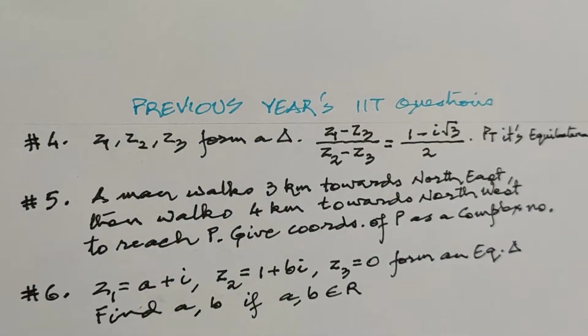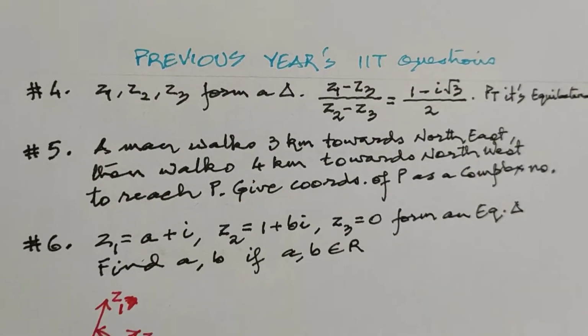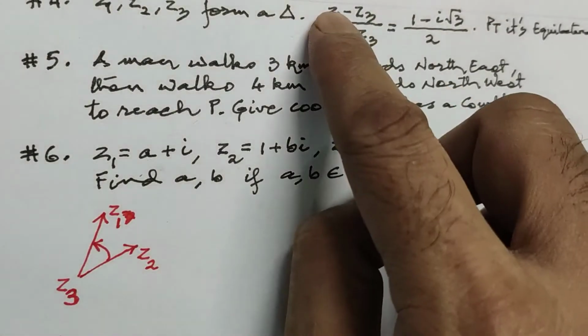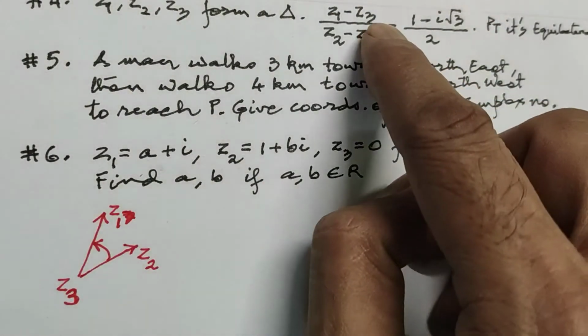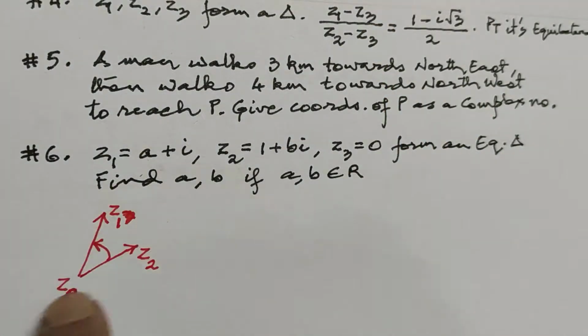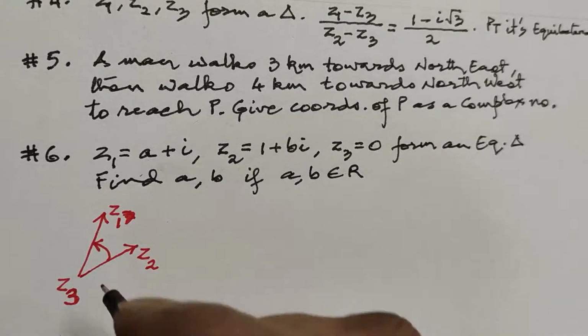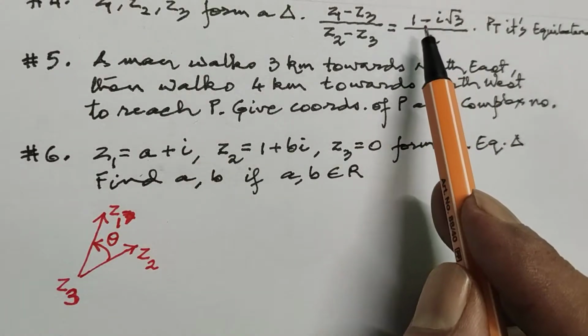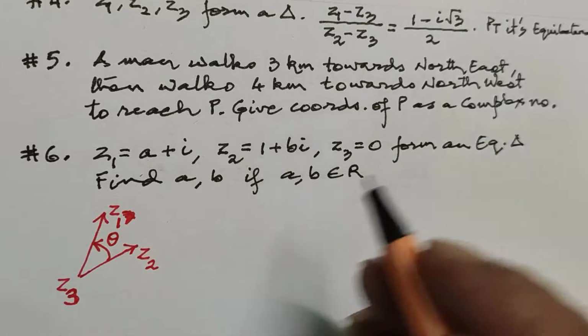Z1 to Z3, Z3 to Z1, we have drawn it out here. So Z1 comes first, the arrow pointing towards Z1 from Z3, and the arrow pointing towards Z2 from Z3. So this is what it is. And let's say this is the angle. So division basically gives us the angle, as you remember.